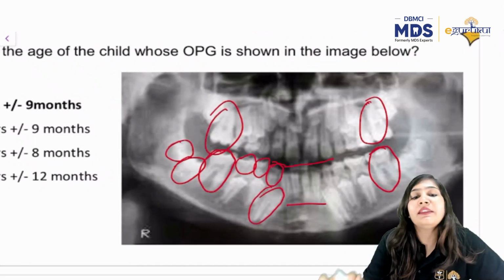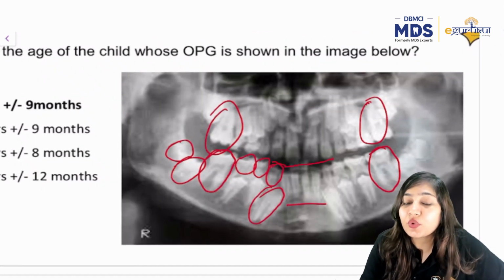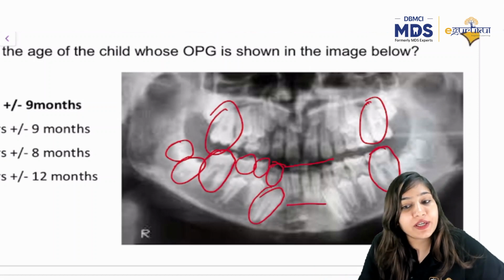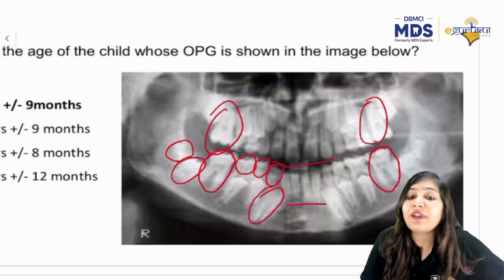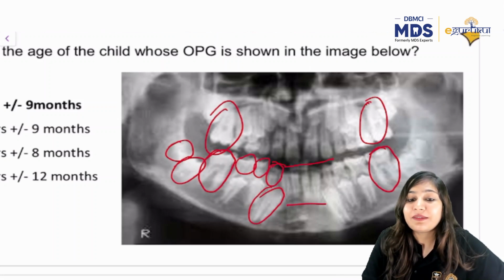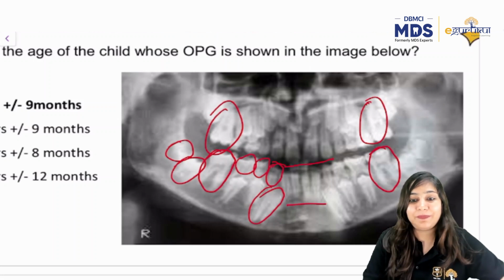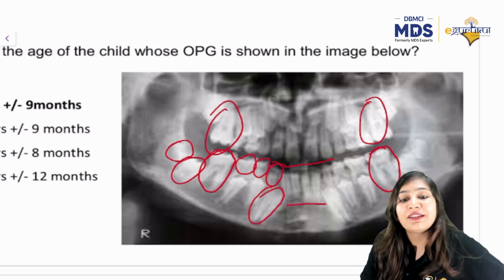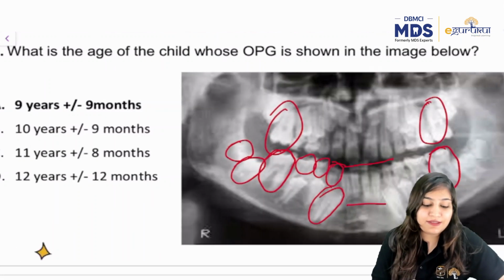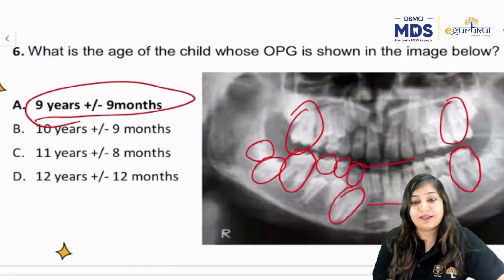So how will you determine the age? Based on the last tooth erupting. Last tooth means last permanent tooth to erupt. So in this diagram, we have the last permanent tooth as the permanent maxillary lateral incisor. And what is the eruption time for the lateral incisor? 8 to 9 years. So our correct answer will be this.